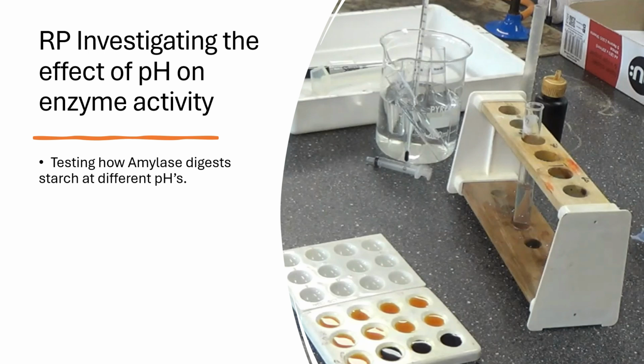The next required practical is investigating the effect of pH on enzyme activity. So they're usually testing how amylase digests starch at different pHs. That's using the reagent iodine, and I've done a video you'll be able to have a look at. So again, the video is in the text box below.